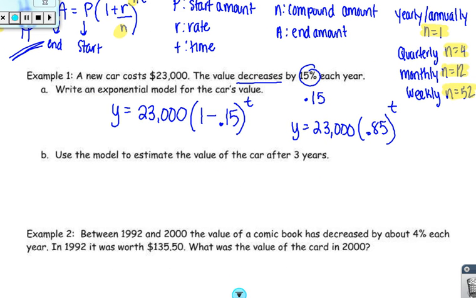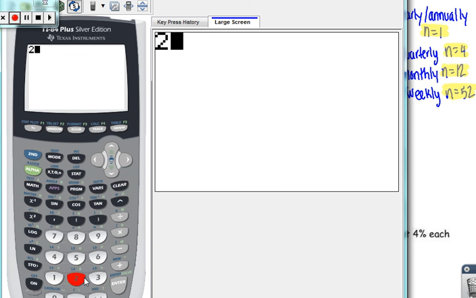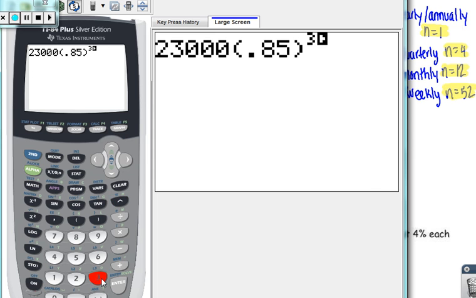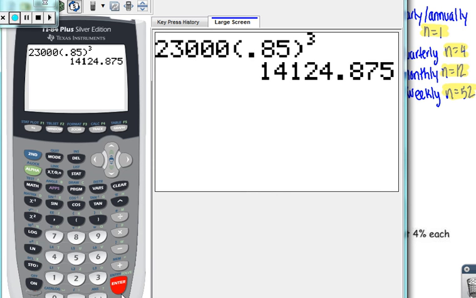Use your model then to tell me how much the car is worth after 3 years. I know the car started with 23,000. It went down by 15%, so 0.85 to the 3 for 3 years. Going to our calculator, 23,000 times 0.85 to the third gives me the car is now worth, only after 3 years, $14,124.88.